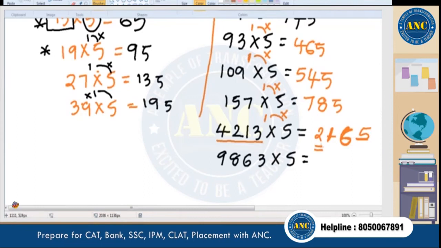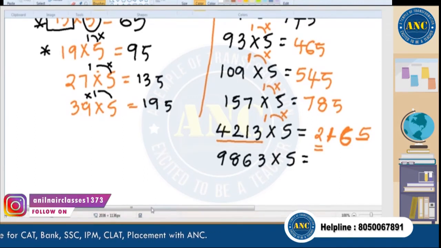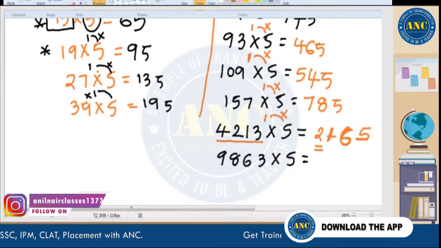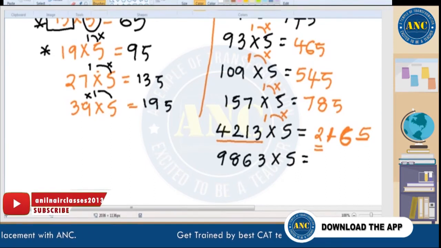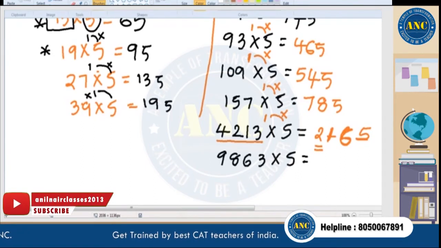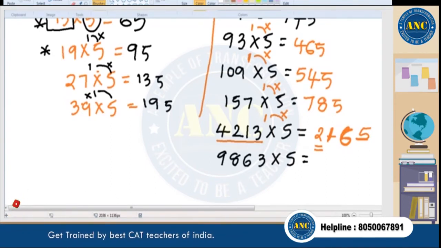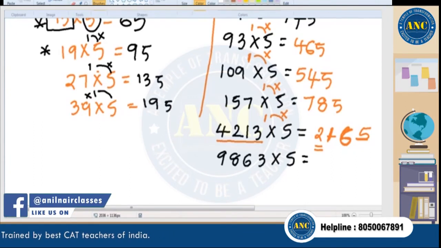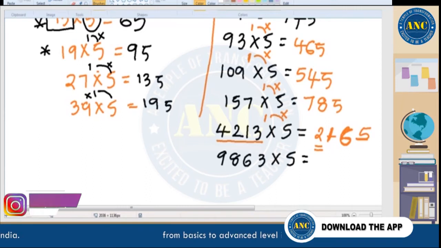I hope it is clear, sir. I am just expecting the answer of 9863 into 5 from your side.